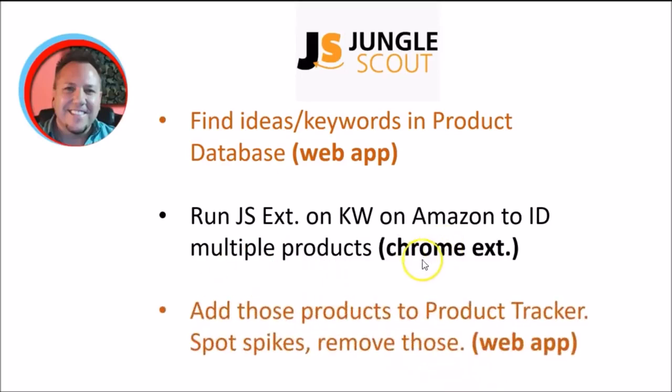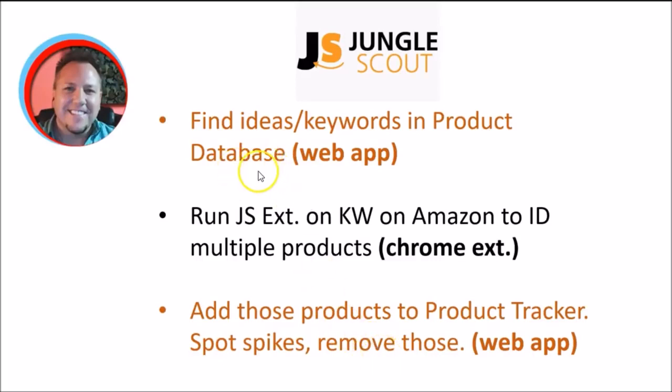Then once you do that, you want to add those products to the product tracker, and that's within the web app. What this helps you do is spot spikes, for example, in these products, and then you can remove those because you know that they're just temporary trends.